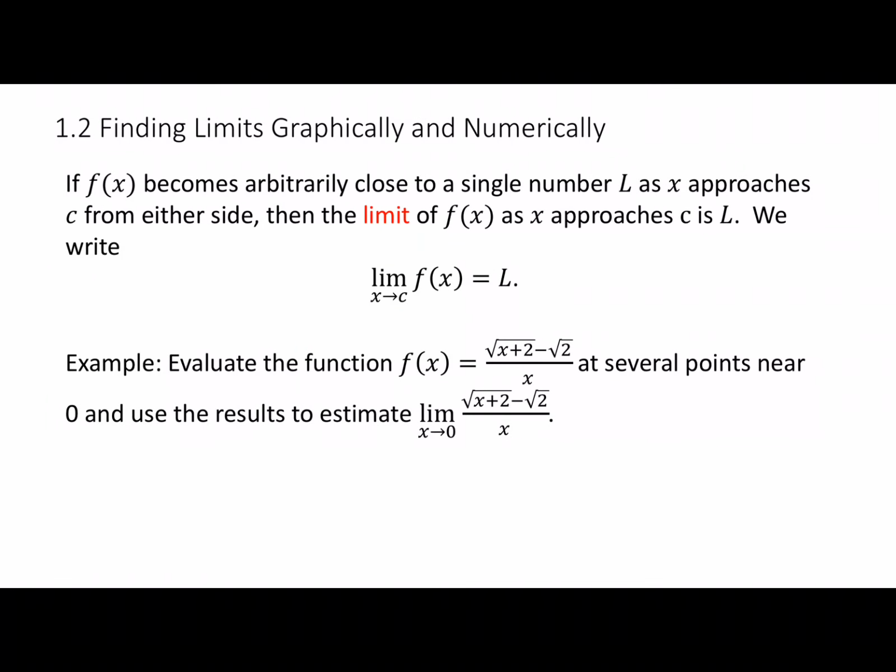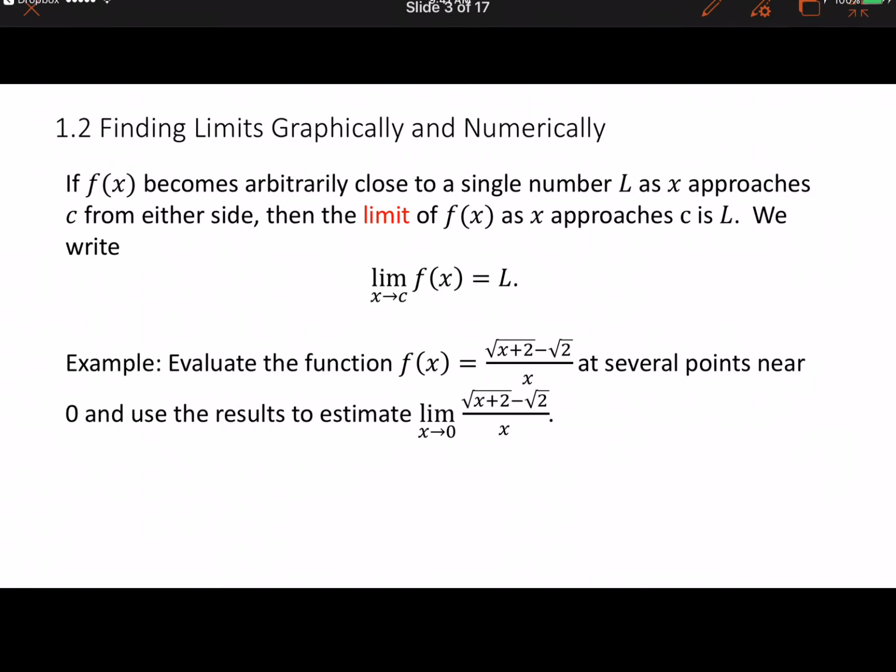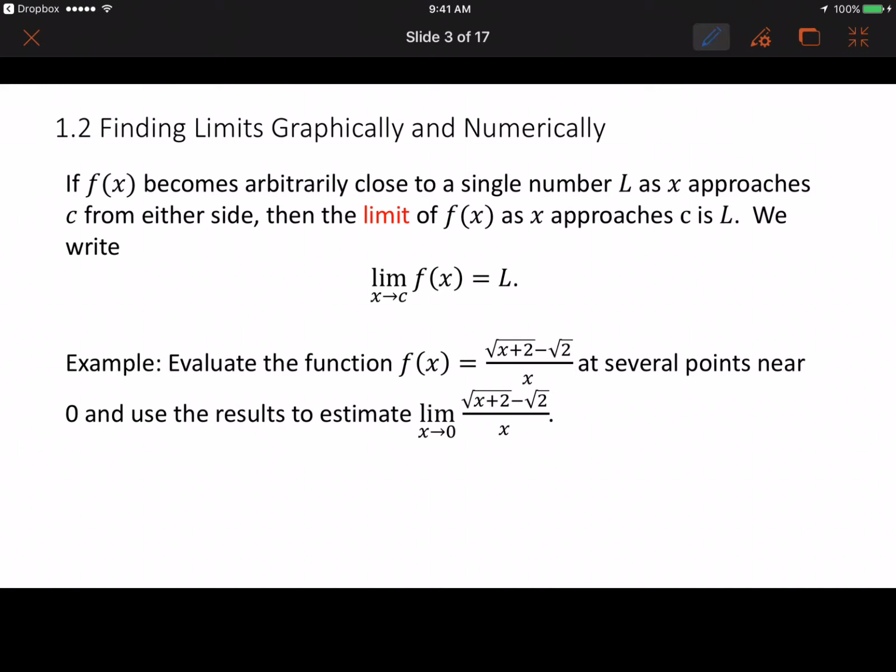All right, so for example, let's evaluate the function f of x equal to the square root of x minus 2 minus the square root of 2, all divided by x at several points near 0, and then use that to estimate the limit of that function as x approaches 0. Okay, so let's do like we did on the last example and make a table. So I'm going to say x and f of x, and we're going to plug in values for x getting closer and closer to 0, and we want to come from both the left and the right.